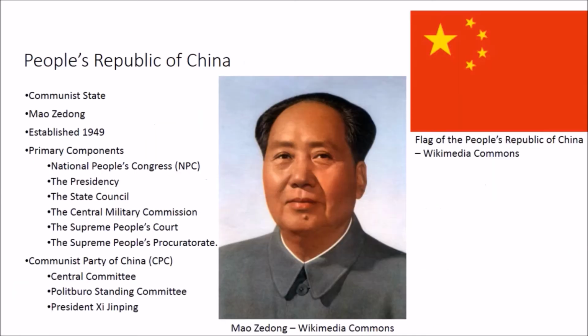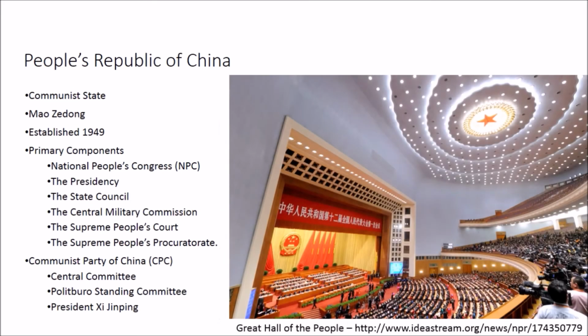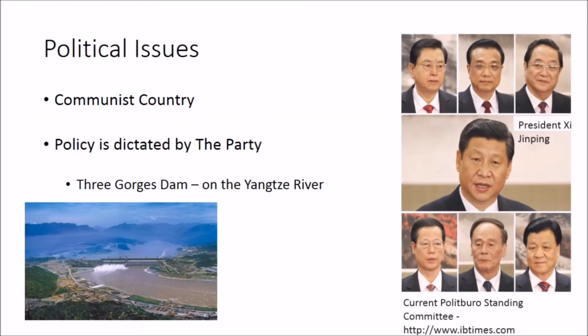decade. The People's Republic of China is a communist state with its capital located at Beijing. The current form of government has been in place since it was established by Mao Zedong in 1949. The National People's Congress, or NPC, represents the highest component of state power. The presidency consists of the president and vice president elected by the NPC. In practice, only Communist Party of China officials are elected or appointed to any state position.